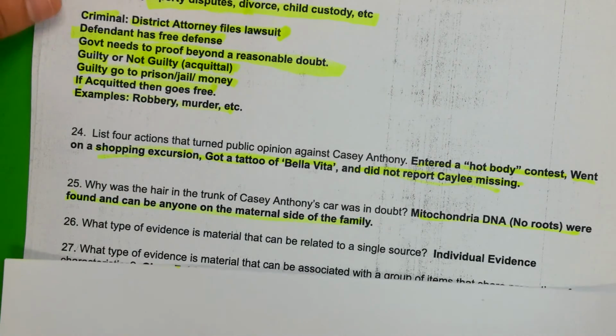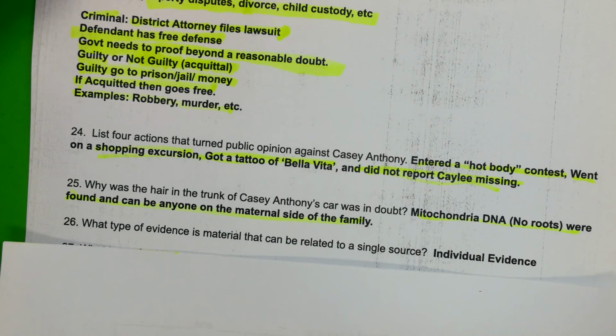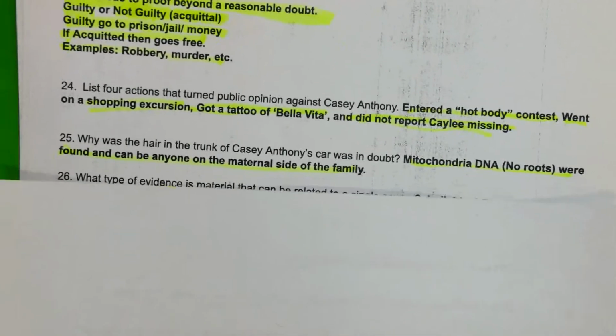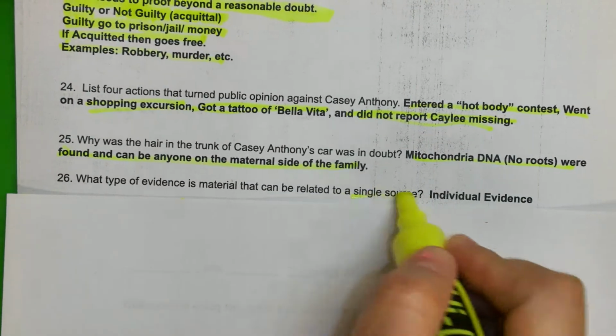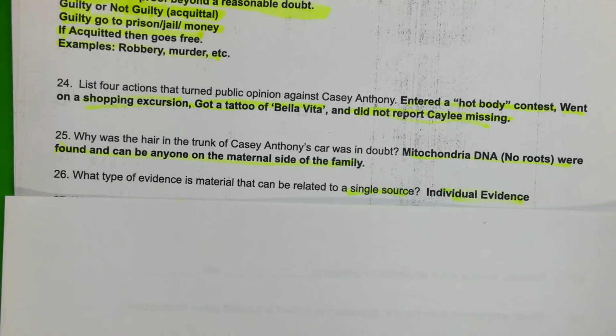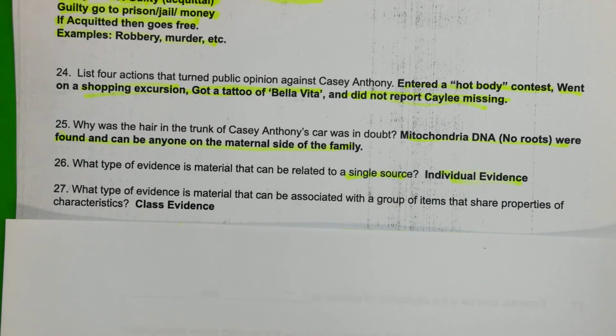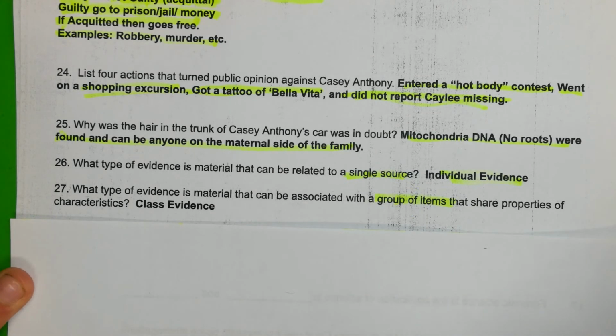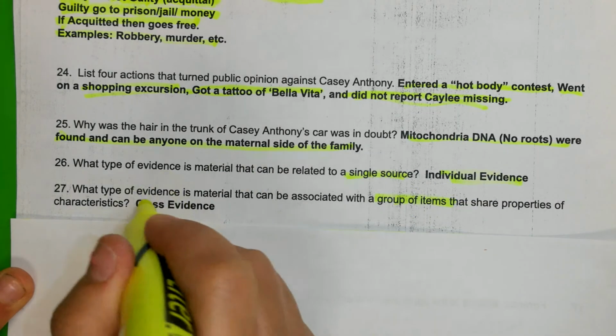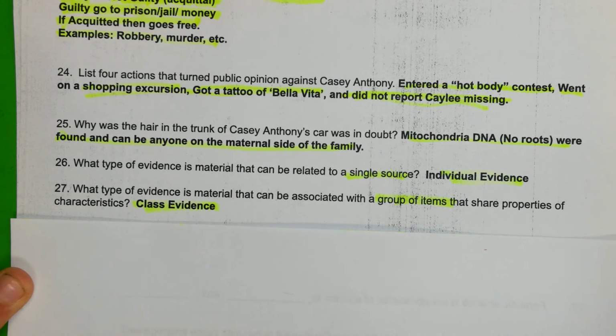Okay. Number 26. What type of evidence is material that can be associated with a group of items that share properties or characteristics? That will be class evidence.